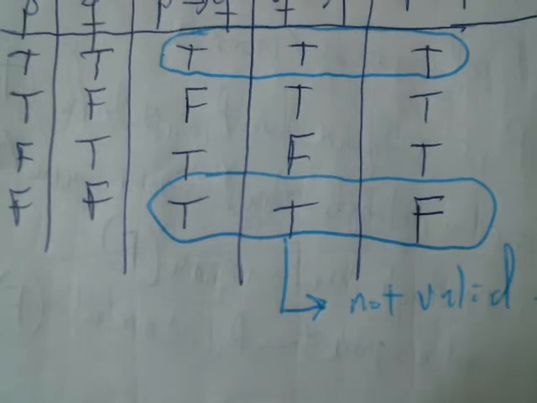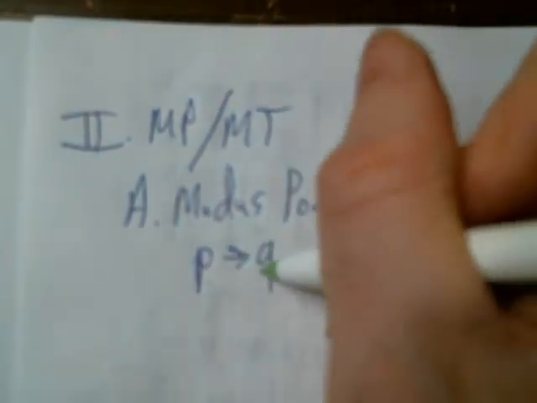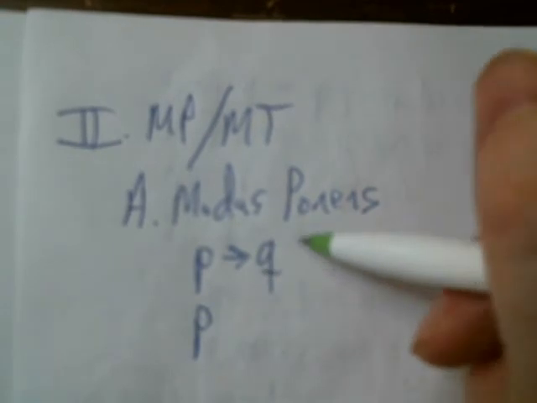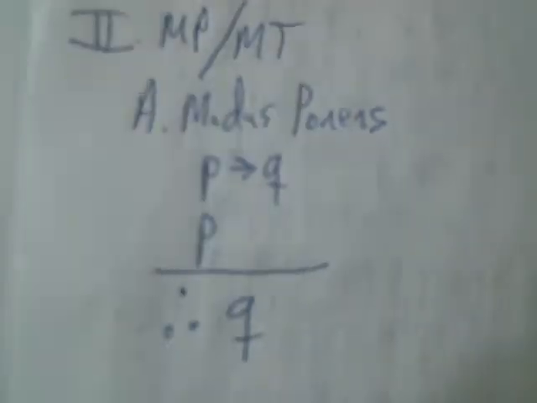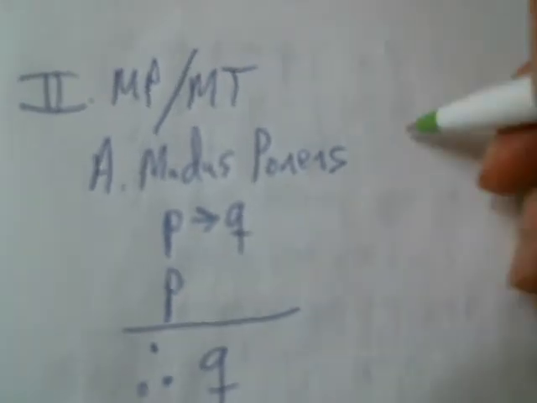Let's look now at the two main argument forms, modus ponens and modus tollens, MP and MT for short. First, modus ponens. Basically, if P then Q, and you know P is true, it forces Q to be true. So therefore Q will be true. And we can verify its validity with a truth table, but let's not bother.